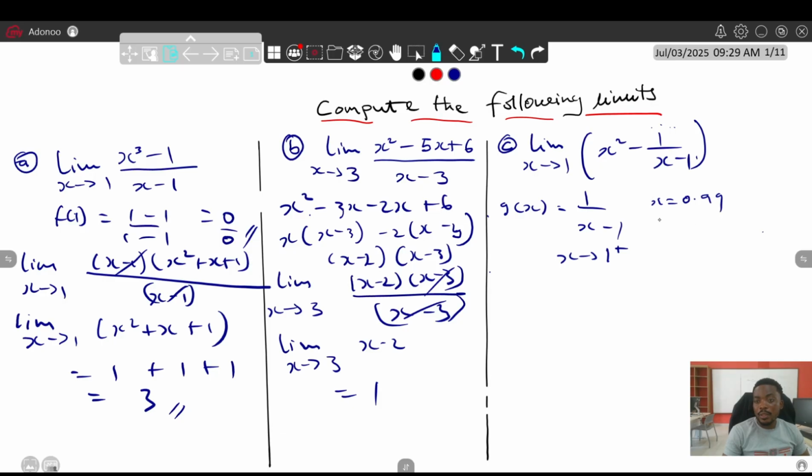0.99. If x is equal to 0.99, f of x will be equal to 1.0101. Okay, what if x is equal to 0.98? Then f of x, or f of 0.98, will be equal to what? 1.0104, right?